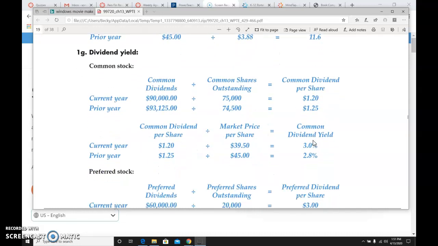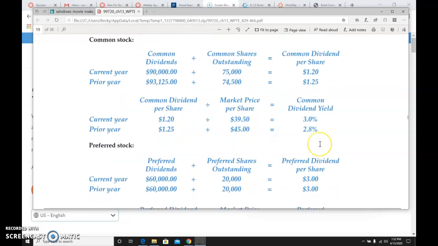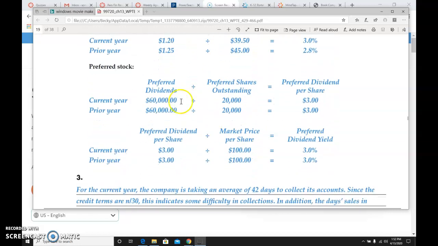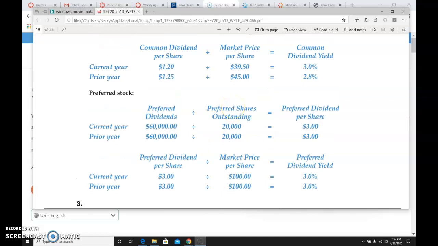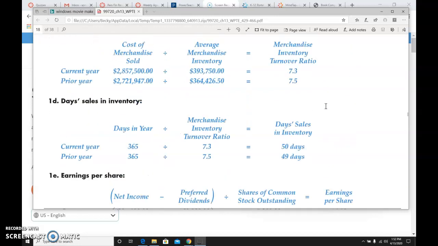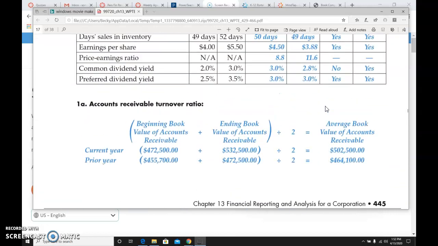And then dividend yield: take common dividends divided by common shares outstanding to get the per share amount. Take the per share amount of $1.20 divided by the market price to get the yield percentage of 3%. Do the exact same thing for preferred stock. Okay, so that is the first step, actually making all the calculations. And then we would take all these answers and put them up here in the chart.